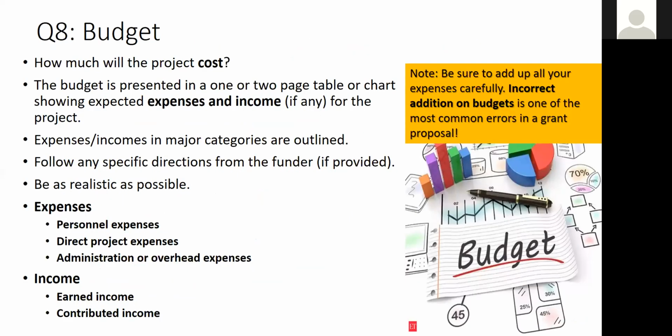And then budget. This becomes another important part of any submission for any project. How much is the project going to cost? The budget itself could be a 1-day workshop just to run through every single item in terms of how you structure the expenses: the personnel expenses, the direct project expenses, the administrative or overhead expenses, the income.